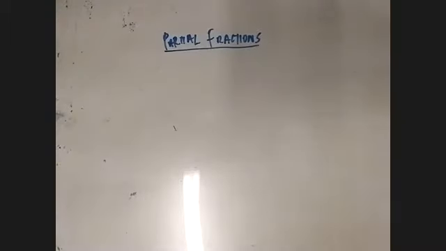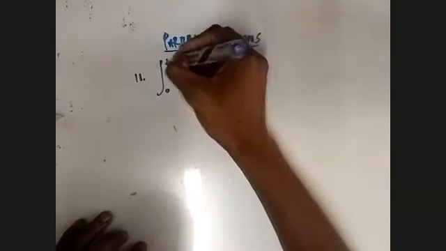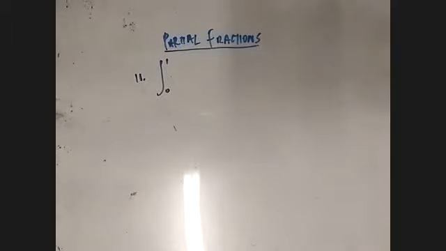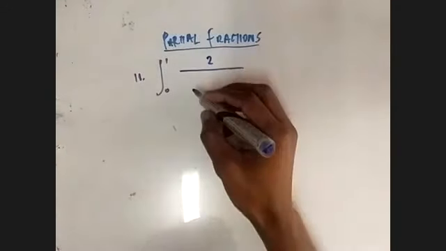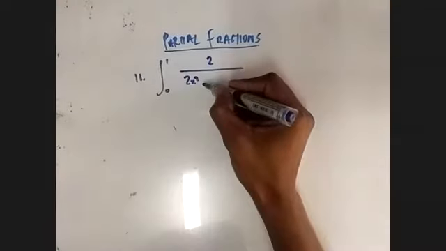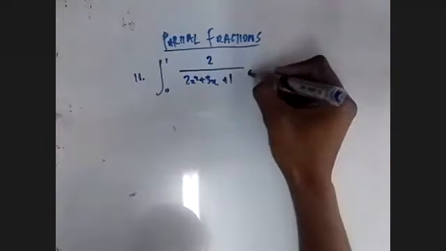Now, I said I'm going to do number 11, okay? Number 11. I'm given the points. Oh, yeah, I must integrate from 0 to 1, and I've got 2 all over 2x squared plus 3x plus 1 dx.